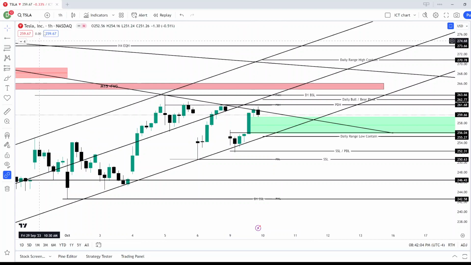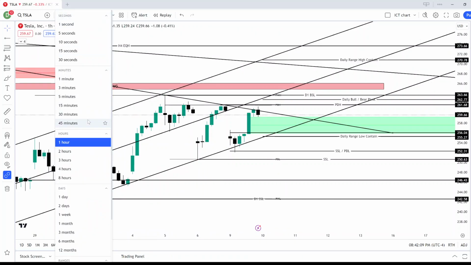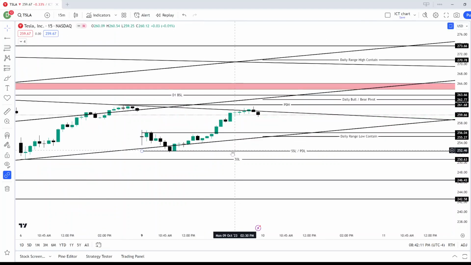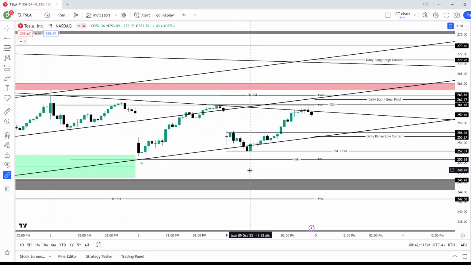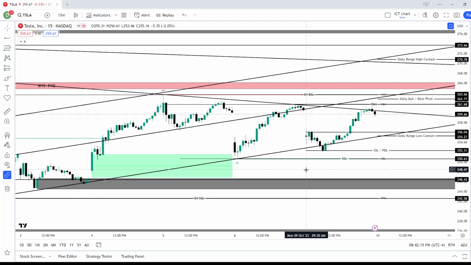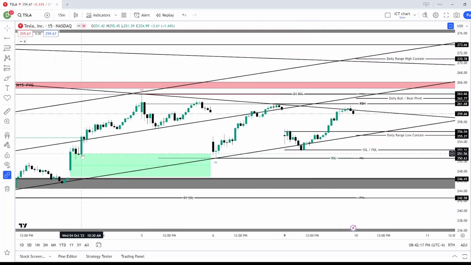Okay, and so let's drop down again. Same targets for the upside on this chart. If we drop down to the 15-minute chart, you can see a little bit better idea of what happened earlier today. Okay, and what I want you to notice is that we have this fair value gap.